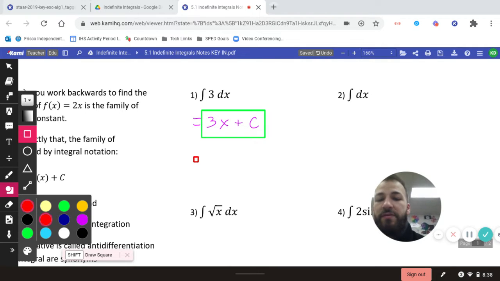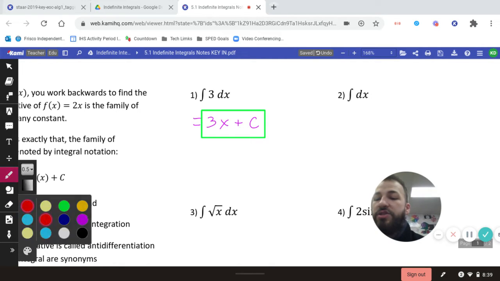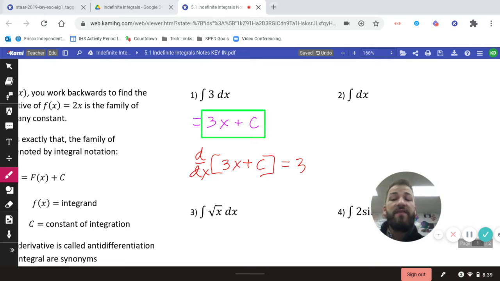So the derivative, not rectangles, the derivative, so d/dx of 3x plus c would be equal to 3, because 3x becomes 3, and c is just a constant. Remember, it's not a variable, it's the constant of integration. It is a constant, equal to 0 when I derive it, so my derivative would just be equal to 3. So you can always check your integrals by deriving them back and seeing if you get the same thing.